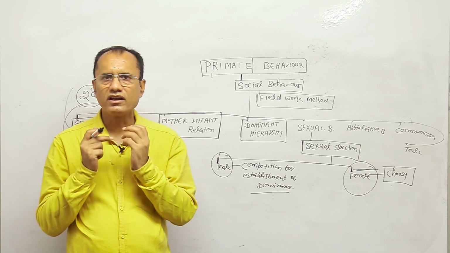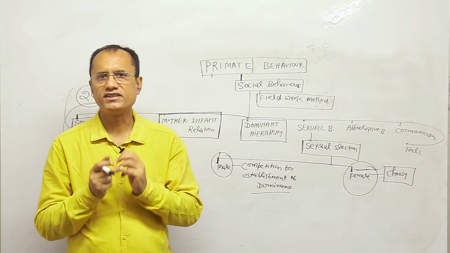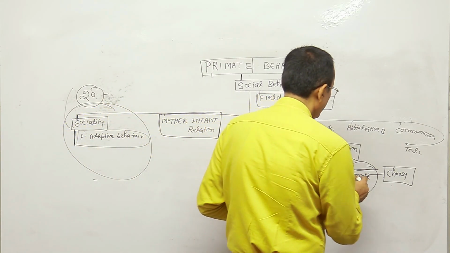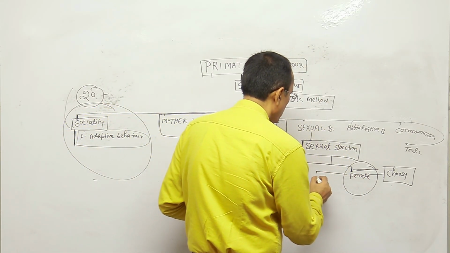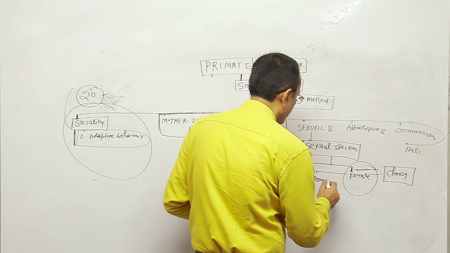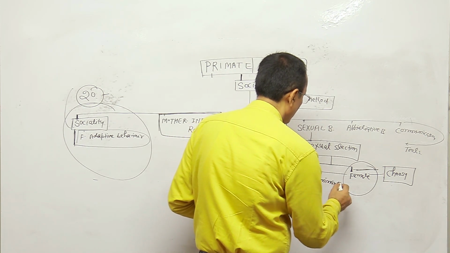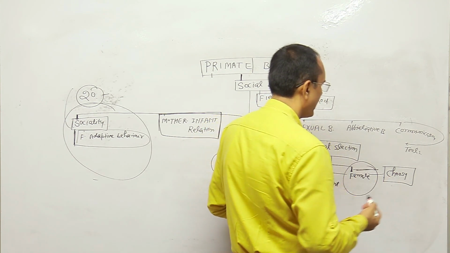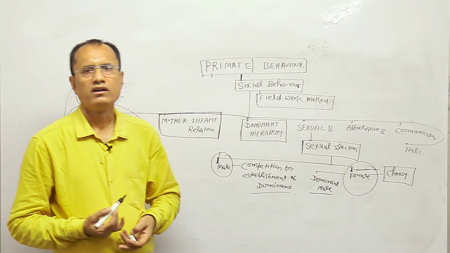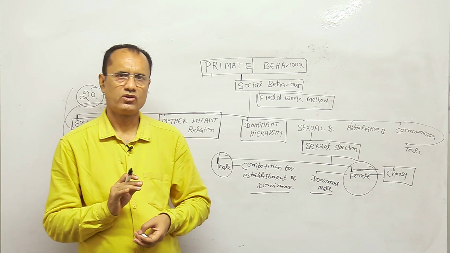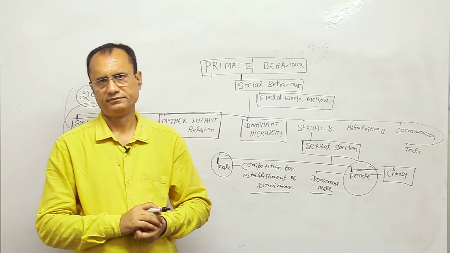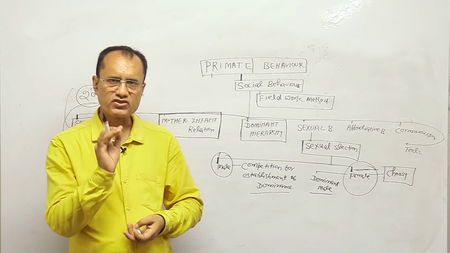So whom do they want to choose as their sex partner? Generally it is found that females give preference to the dominant male as their sex partner. Why does she give preference to the dominant male?